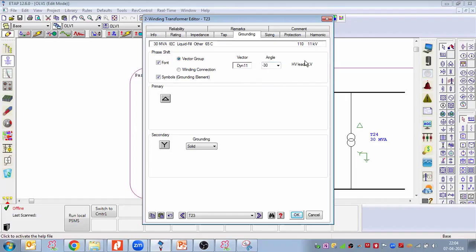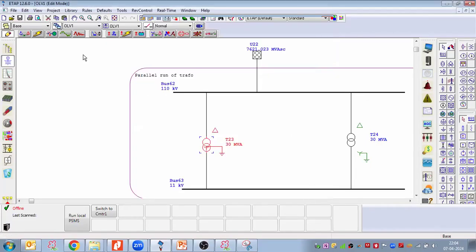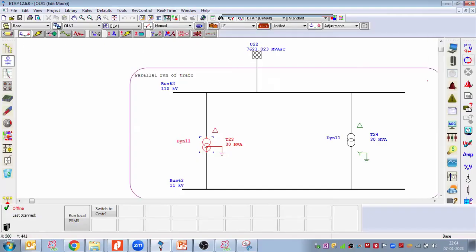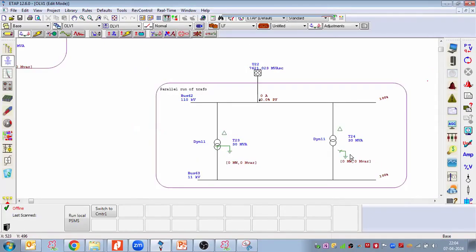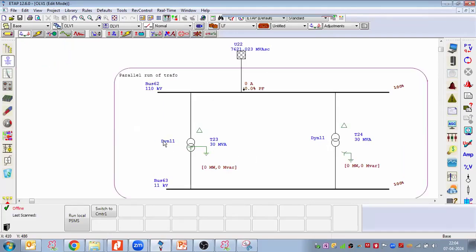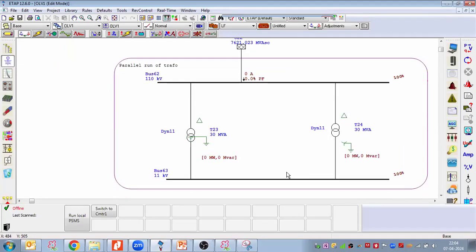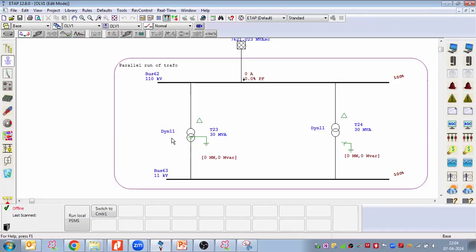Now here ETAP is taking something different. HV leads LV, now they are at minus 30 angle. So running both in parallel, when we have two identical vector configurations, Dyn11 and Dyn11, in that case 0 ampere and nothing, everywhere it is 0.